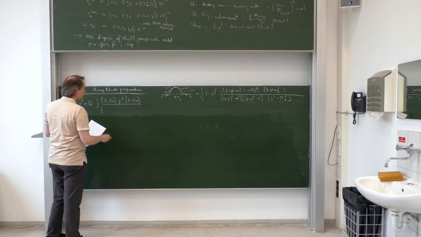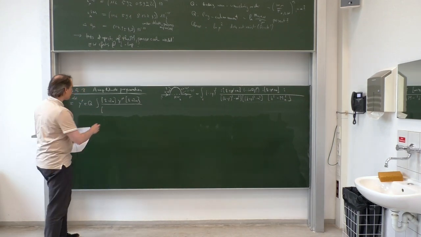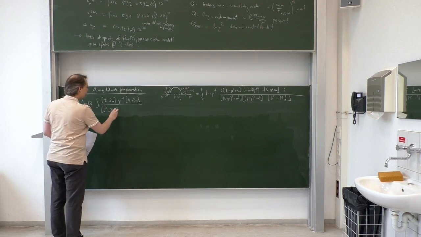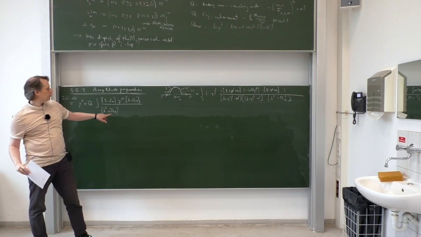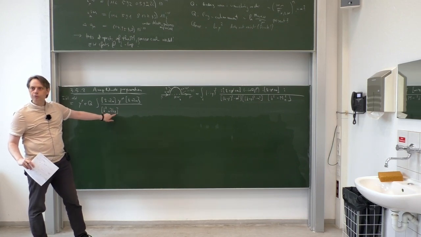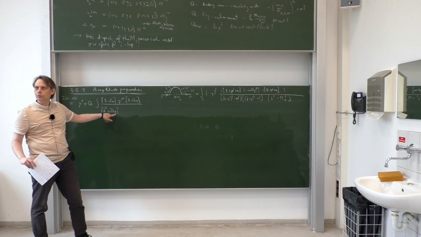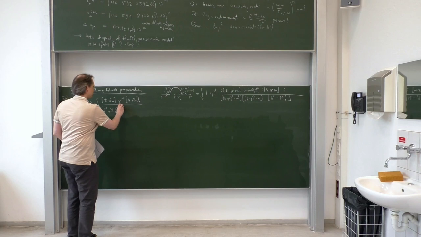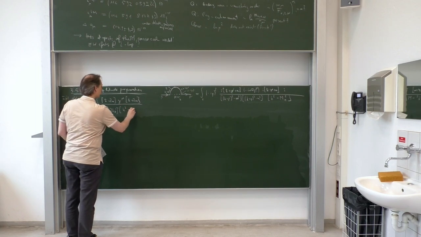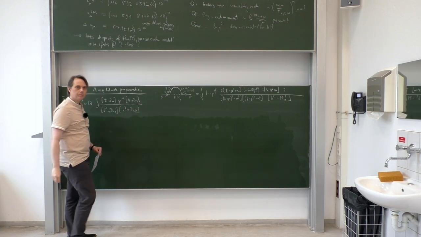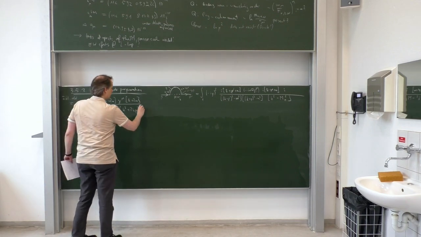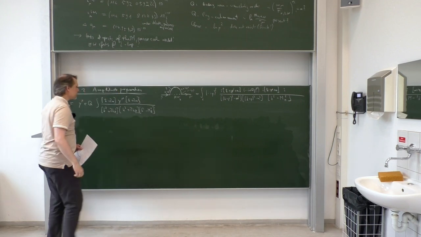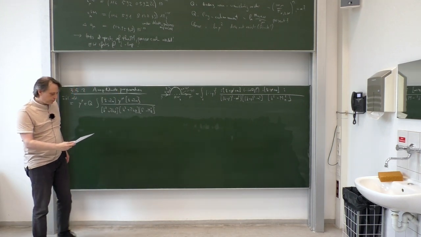Okay. And in the denominator, we actually have the following: if we expand it, k squared plus 2k·p prime plus p prime squared minus m squared, but p prime squared minus m squared is 0. So we just have k squared plus 2k·p prime. And then in the other denominator, k squared plus 2k·p. And then k squared minus m_h squared. So this is now a little bit simplified.